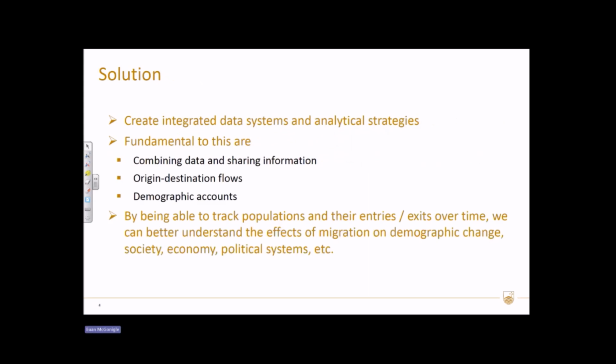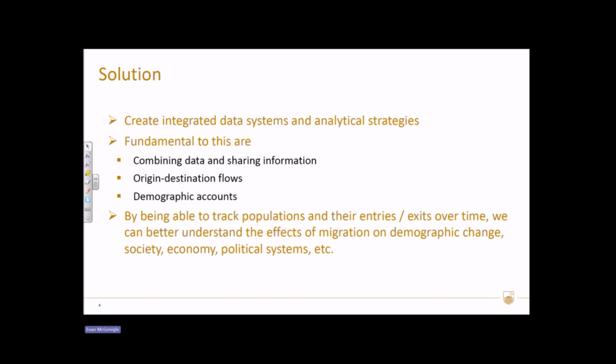So a lot of the work that I've been doing is trying to overcome these problems by creating integrated data systems and analytical strategies, where the fundamental aspect I work on is trying to combine and share information, to gather as much information as you can. I did a lot of that work here at Southampton many years ago. So how can you combine data to produce better estimates of migration? Always looking at it from an origin-destination perspective and placing it in a demographic account.